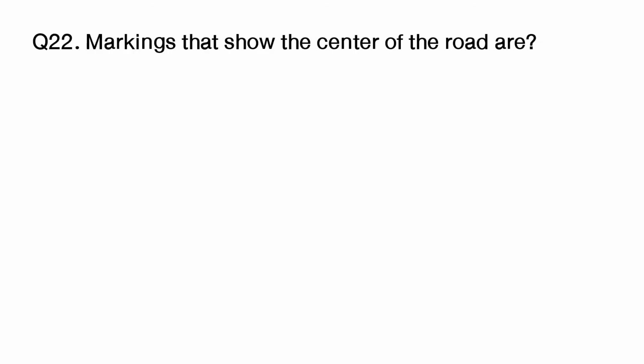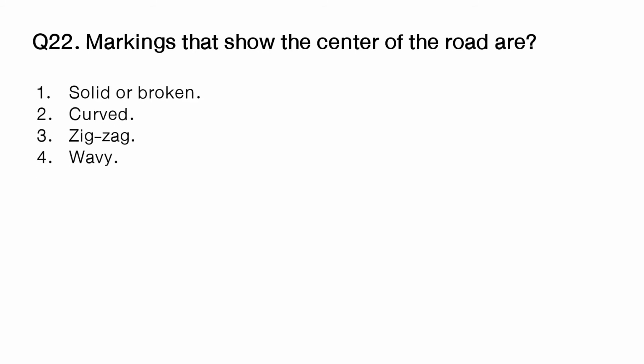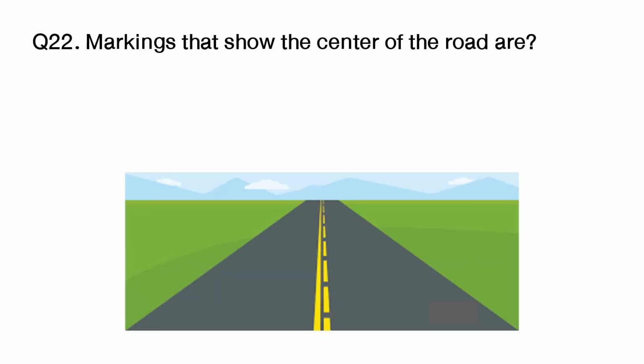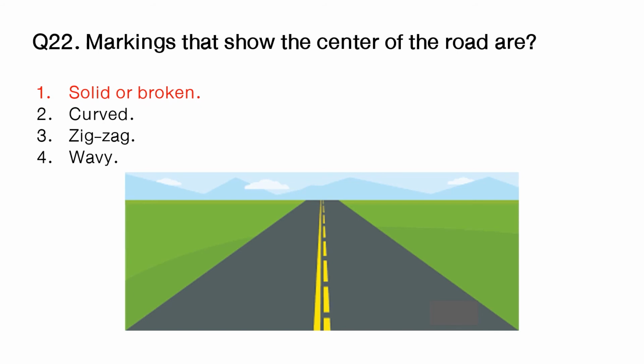Question. Markings that show the center of the road are dashes. Option number 1. Solid or broken. Option number 2. Curved. Option number 3. Zigzag. Option number 4. Wavy. The answer is option number 1. Solid or broken.